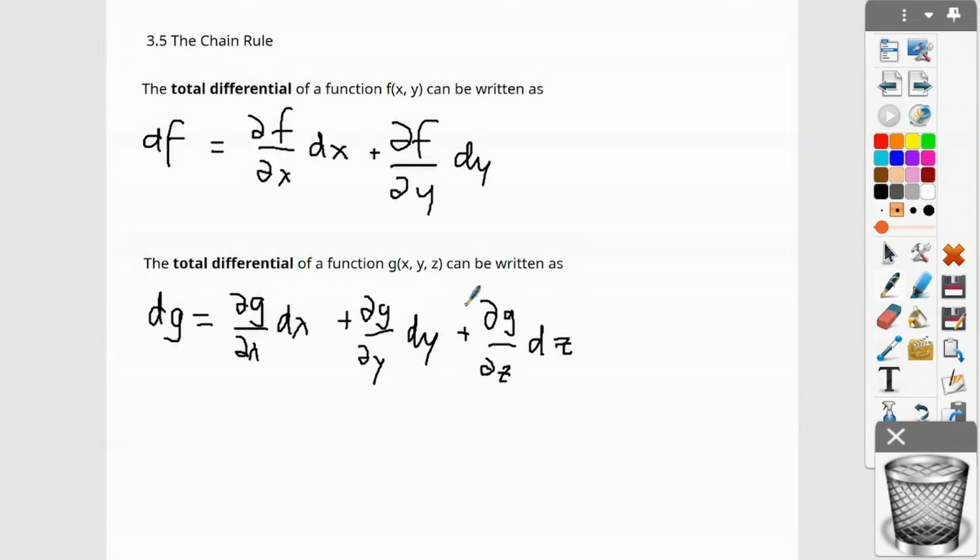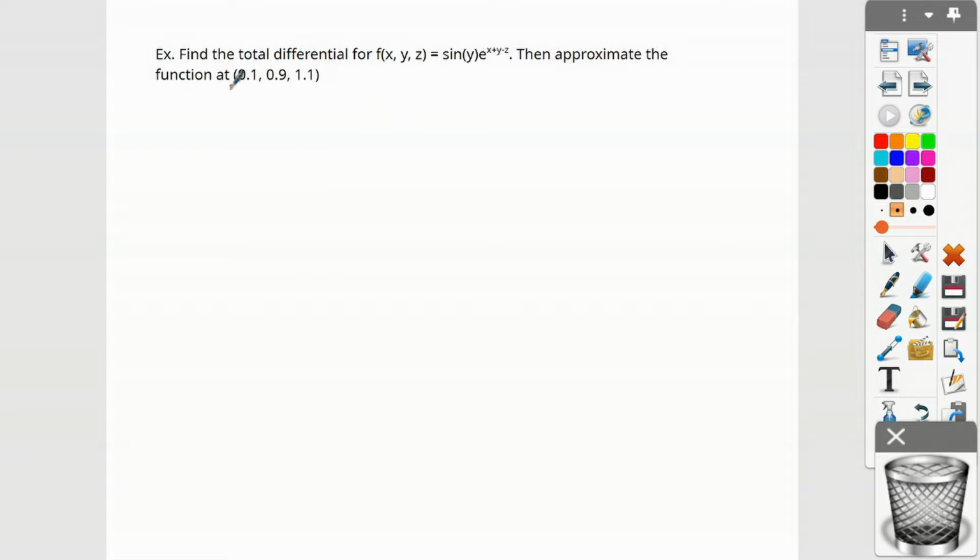You can linearize your equation near that point, so that you will get a better, more accurate estimation for that point, instead of just using a point that's right. So we have something that is close to that, like this right here. Find the total differential for f of x, y, z, then approximate the function at this.